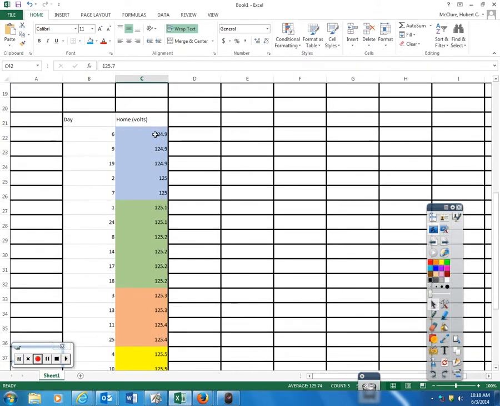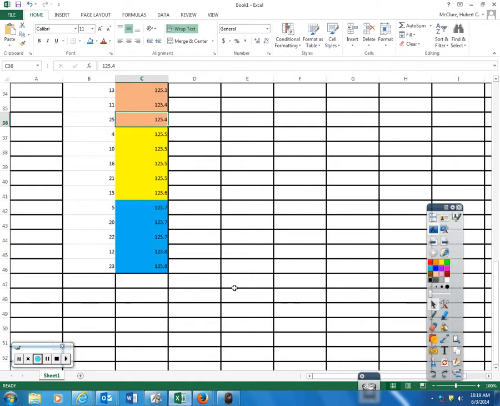So now you count 1, 2, 3, 4, 5, and that'll be 5. And the next one is 1, 2, 3, 4, 5, 6. And the next one is 1, 2, 3, 4. And the next one is 1, 2, 3, 4, 5. And the next one is 1, 2, 3, 4, 5.